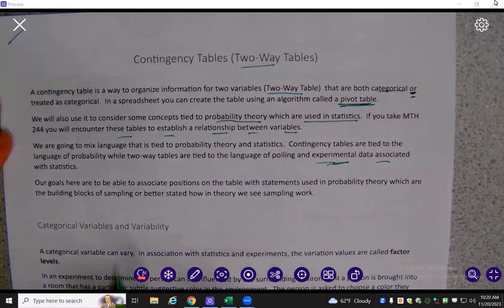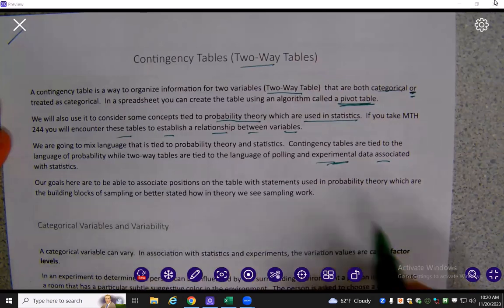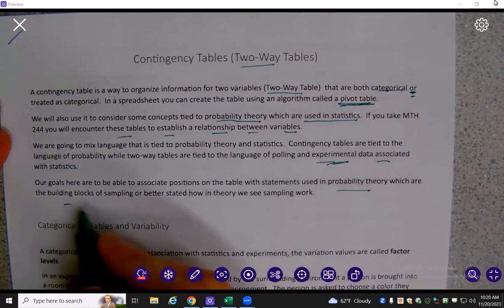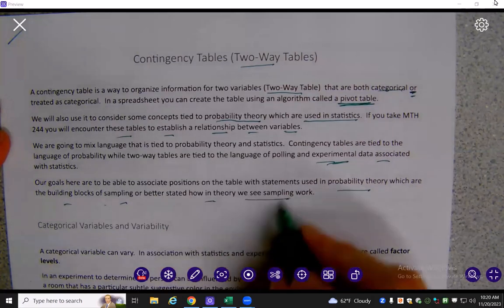Our goals here are to be able to associate portions of the table with statements used in probability theory, which are building blocks of sampling, or in theory, how sampling works.